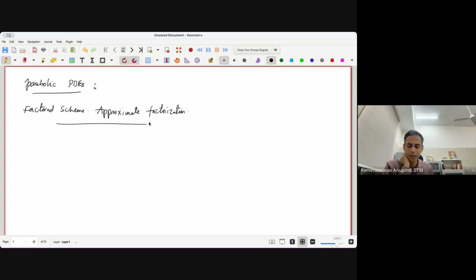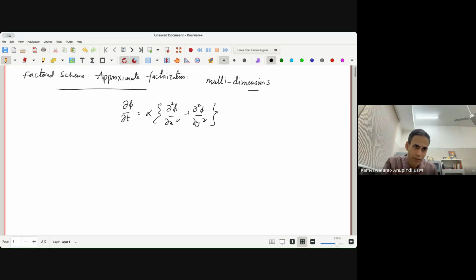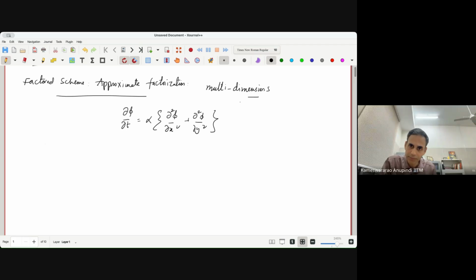Okay, so what we said was essentially, if you want to solve a multi-dimensional problem, or solve a parabolic PDE in multi-dimensions, which is partial phi by partial t equals alpha times (partial square phi by partial x square plus partial square phi by partial y square), then we discretize this, and we said essentially the memory requirements are very high.